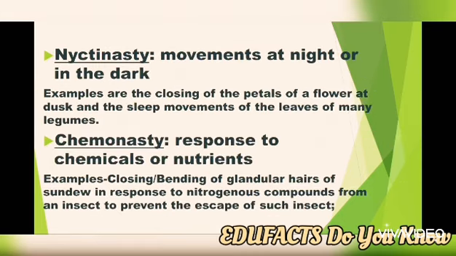Next one is Nyctinasty, movements at night or in the dark. Examples are the closing of the petals of flowers at dusk and the sleep movement of the leaves of many legumes. Next one is Chemonasty, response to chemicals or nutrients. For example, the closing or bending of glandular hairs of sundew in response to nitrogenous compounds from an insect, to prevent the escape of such insects, as in insectivorous plants.